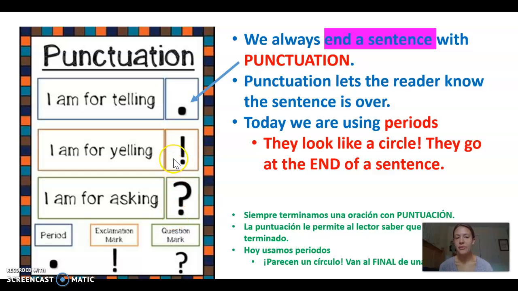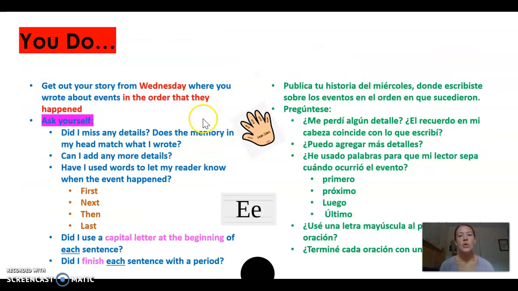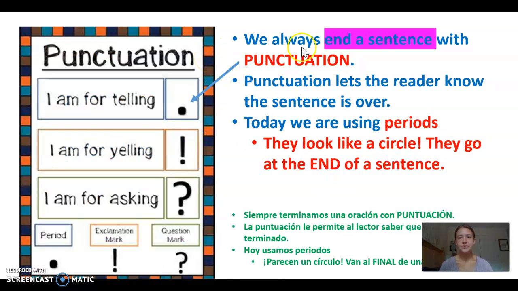So that's things like periods, exclamation points, and question marks. But we're not going to worry about the rest of those today. Today, we're going to work on the period. So we always end a sentence with punctuation. So I have periods at the end of all my sentences right here. So you know that that's a full, complete sentence. That sentence is over. I'm going to start a new one with a capital letter. So I have my capital letter at the beginning and my period at the end. And it helps us read a little bit easier.